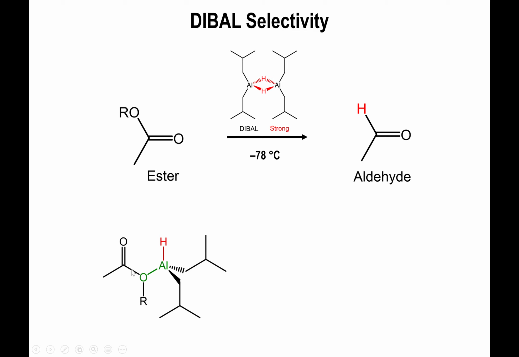That oxygen can actually interact with the aluminum to complete its octet, and because of that interaction, now you bring that hydride close by to the carbonyl carbon to perform the reduction. And this is how that happens.